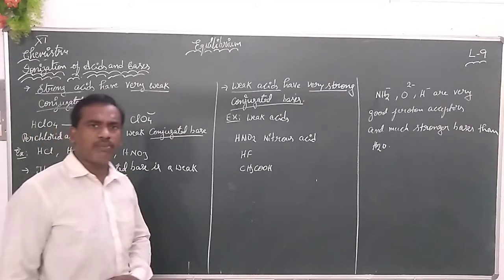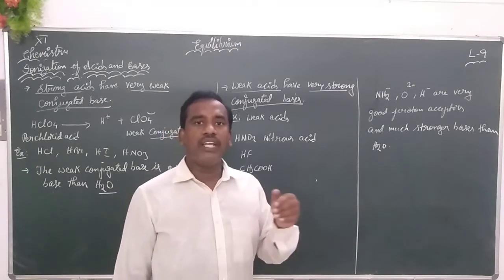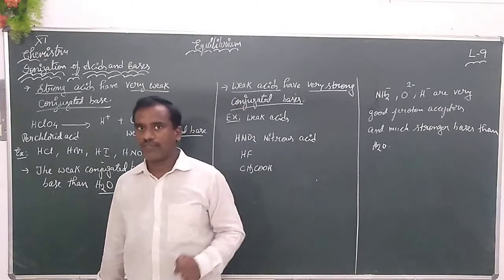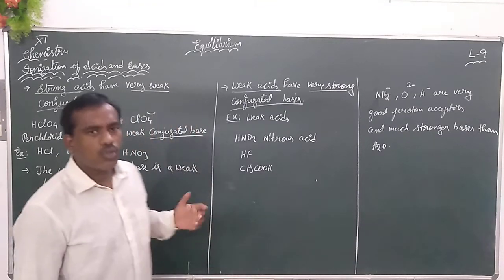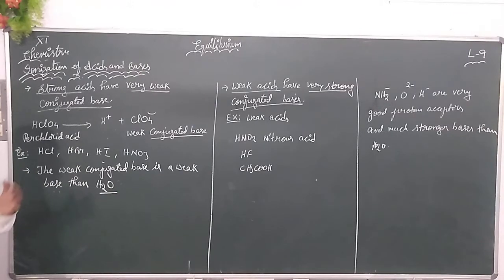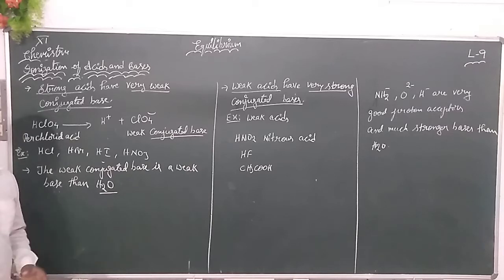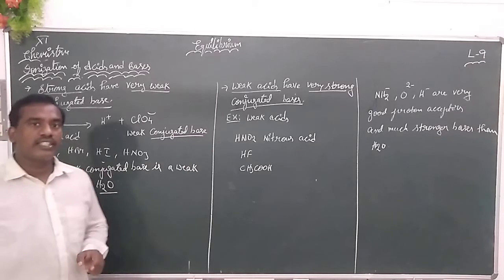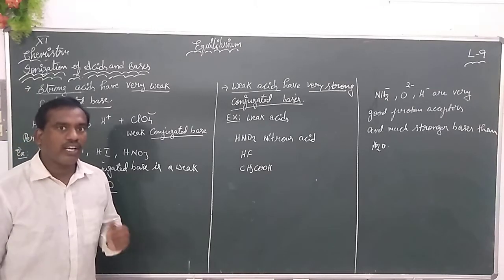A very weak conjugate base means its basic strength is less than the basic nature of water. Some very strong acids are HClO4 (perchloric acid), hydrochloric acid, hydrobromic acid, hydroiodic acid, or nitric acid. These are very strong acids. But what is the nature of their conjugate base? It is a very weak base, weaker than water.